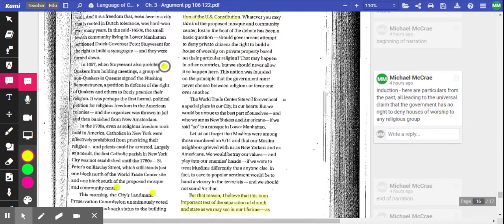Okay, here's where we talk about induction. Okay, here are the particulars from the past. There's all these different examples of religious freedom being taken away and why that was bad. So all these particulars, all leading to the universal claim that the government has no right to deny houses of worship or any religious group. Again, this is somewhat of a generalization, right? We don't know this for sure. It's more of an opinion, right? Therefore, it's more induction.